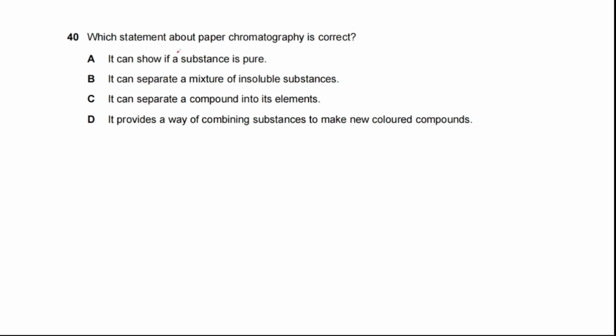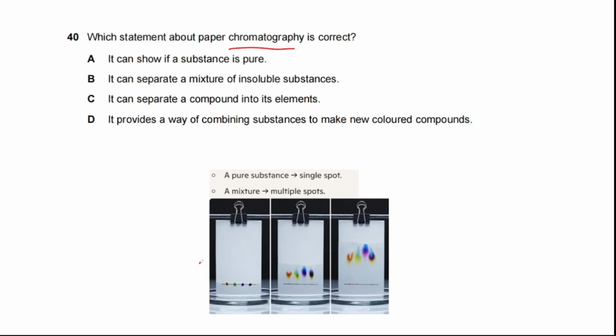Question number 14. Which statement about paper chromatography is correct? This is how a paper chromatography looks. The first option is it can show if a substance is pure. Yes, it's absolutely correct. So the correct option is A, because a pure substance will give you only a single spot. See here, you get different spots with different colors, and they keep moving in the upward direction. So it means that it's impure. If there are multiple spots, you can find out it's impure. A single spot means a pure substance.